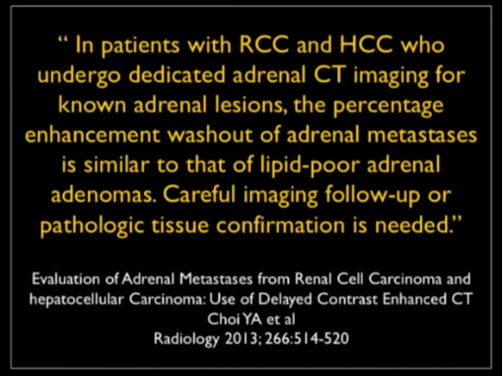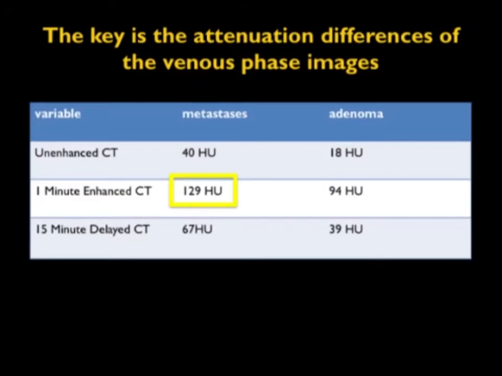Now, there was an article about metastasis from renal cell and hepatoma. And this article made the point that in patients with renal cell and hepatoma who undergo dedicated CT imaging of the adrenal, the percentage enhancement washout of adrenal mets is similar to that of lipid-poor adenomas. Well, in their article, this is what they showed. They showed non-contrast. With mets, it went to 129 and washed out. Again, remember the point we made, if something enhances more than 110, we're not going to call it an adenoma.